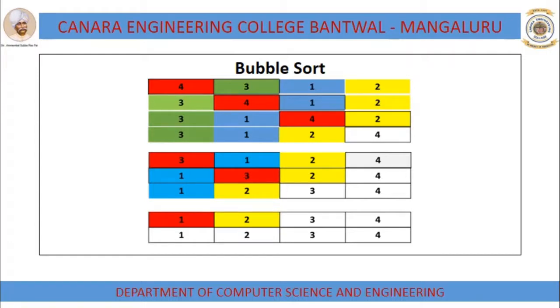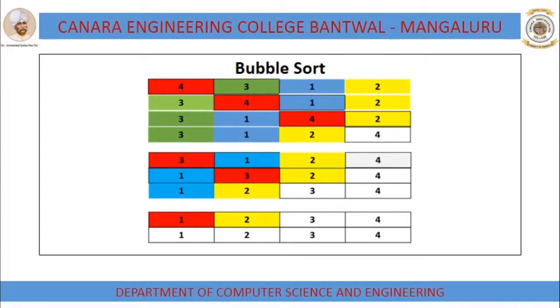So 3 and 1 I'll compare. Now again 3 is greater than 1, so I'll swap 1 and 3. Now I'll compare 3 with the adjacent element 2. Since 3 is greater than 2, I'll swap 3 and 2. Now I have placed the second largest element 3 in the last but one position in the array.